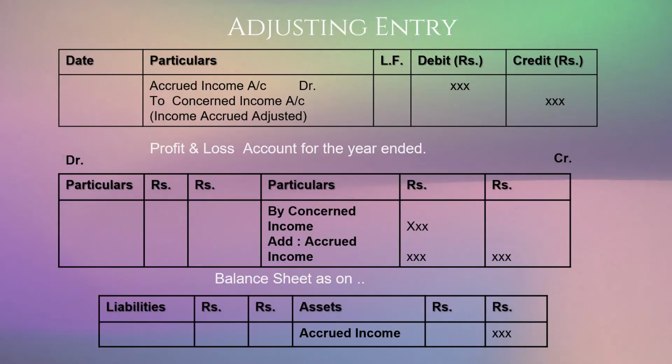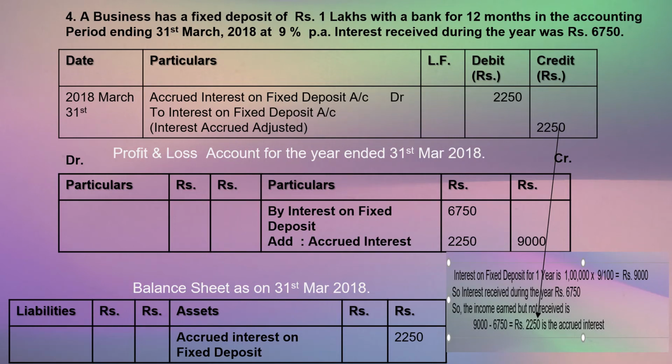Now the adjusting entries for accrued income. This is also an asset because our income is outstanding. When outstanding expense is a liability, outstanding income is an asset. So for accrued income, the concerned income should be credited. Here I have shown the profit and loss account credit side. Whatever income you have to add goes on the credit side, and this is an asset, so you have to show it on the asset side.